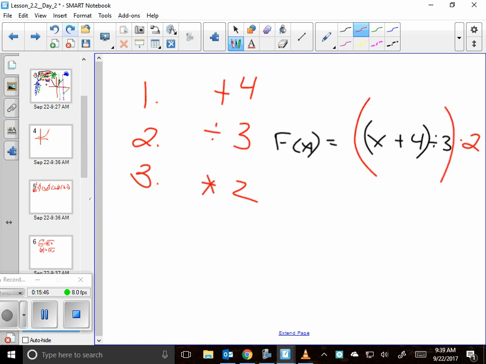Extra set of parentheses. That would make the 4 be first, the divide by 3 be next, and the 2 be last. Even easier to see, even though the other one actually would have worked. Some people still think multiply comes before divide. It doesn't. Multiply and divide are tied, so you go from left to right. Okay. That's make your own function.